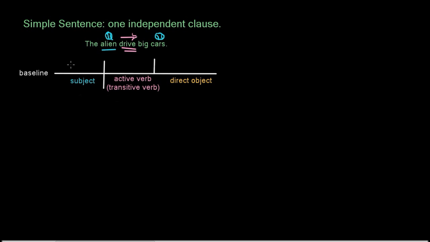We'll go ahead and diagram it. Subject is aliens. Our active transitive verb is drive. And the way you determine if you have a direct object or not is you ask who or what drive. If you can answer that question, you have a direct object. Aliens drive what? Cars.